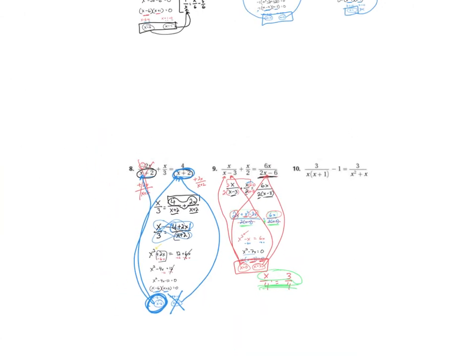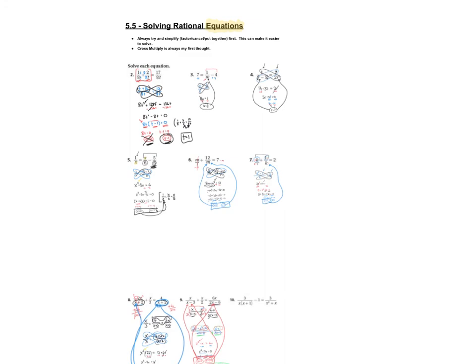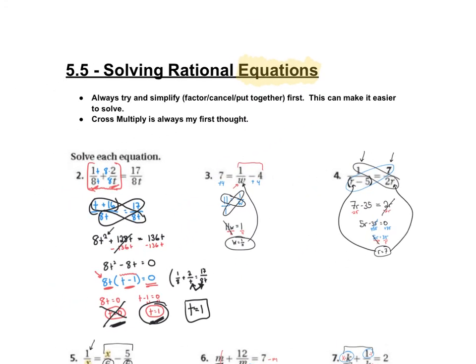I'm going to skip that last one just for the sake of time so that you guys have this going. But here's what you do. Always try and simplify first. It can make it easier to solve. Cross multiply is always my first thought. How do I get it so I can cross multiply?